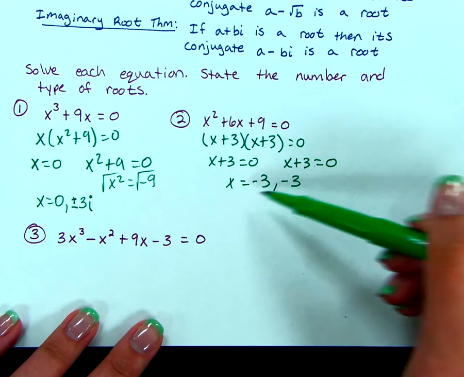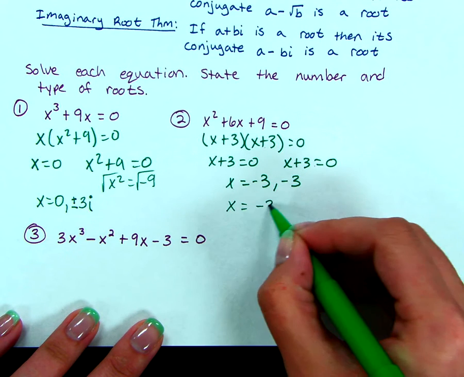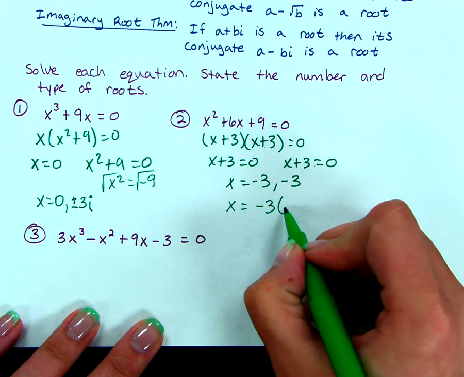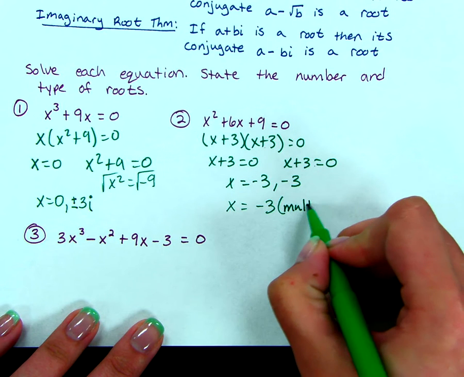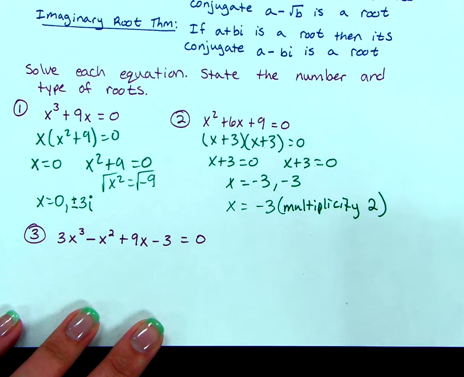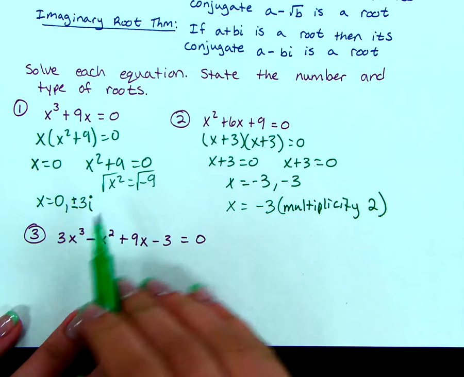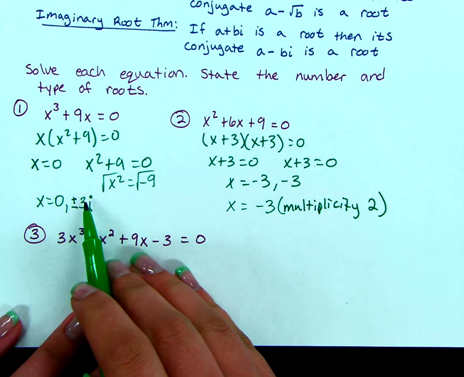And because they're repeating, we can say that x equals negative 3, and then behind it, we can put multiplicity. It's showing up twice, so it has a multiplicity of 2. So again, even on this one, we have 3 answers, which was our highest power, because our plus minus represents 2 different answers.